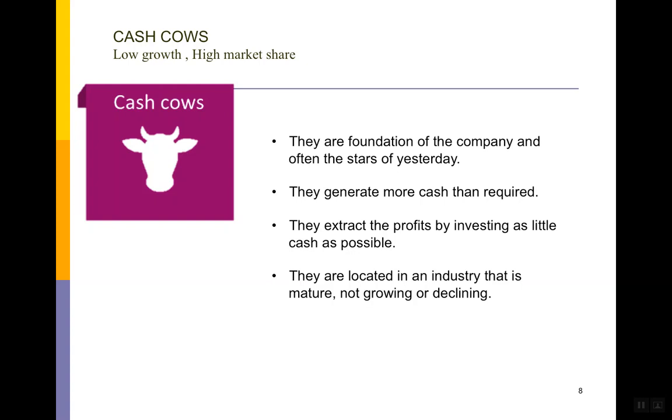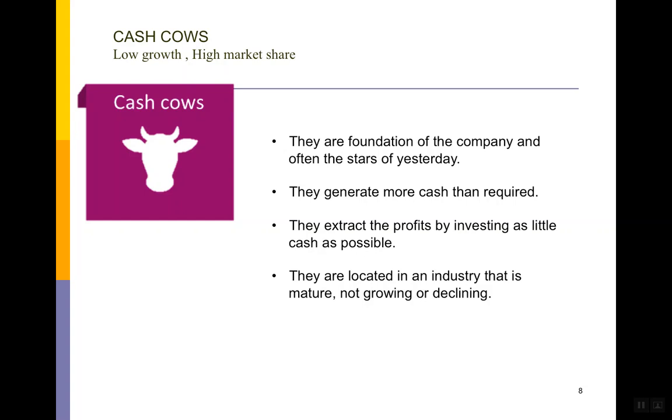Next one is the cash cow. Cash cow is a low growth rate and high market share. This stage is called the maturity stage in the product life cycle. When the market growth rate becomes low, the stars become cash cows. Cash cows are high market share businesses in a slow growth rate. They are the foundation of the company and often the stars of yesterday.